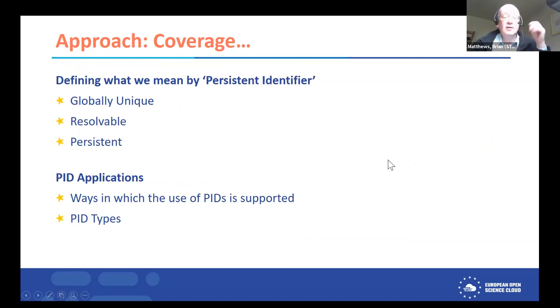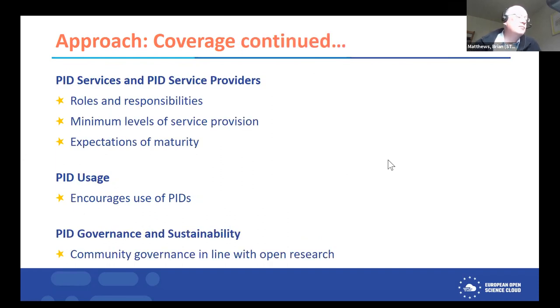So we spent a lot of time in the document looking at the coverage, what it really means to be a persistent identifier, that it's globally unique, that it's resolvable and that it's persistent, and what persistence means in this context. And looking at applications, the ways in which PIDs are provided, used, and supported, and looking at the different types of PIDs and the different ways that PID types are managed. There's good information about the roles and responsibilities of PID services and PID providers. We tried to distinguish between the various roles in the whole PID infrastructure. Roles rather than organizations or individuals, because an organization could take more than one role, or roles could be split across different entities as well.